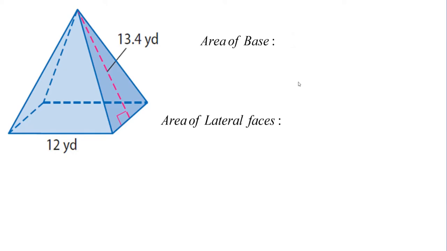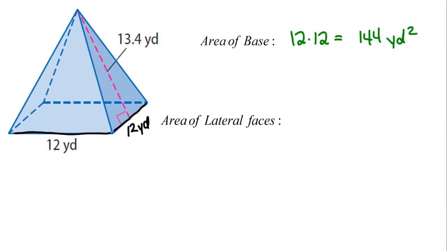So here, let's take a look at this pyramid. This is a regular pyramid, so all the sides of the base are equal length. So this side right here is also going to be 12 yards. So this is a 12 by 12 square, even though it doesn't really look square. This is a regular pyramid. So the area of our base is going to be a square, and to find the area of the base, we're going to take 12 times 12, which is 144 square yards.